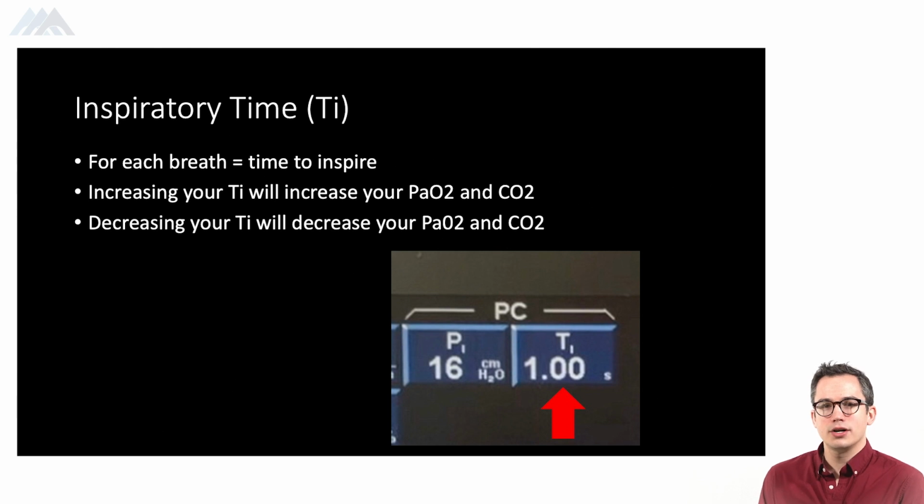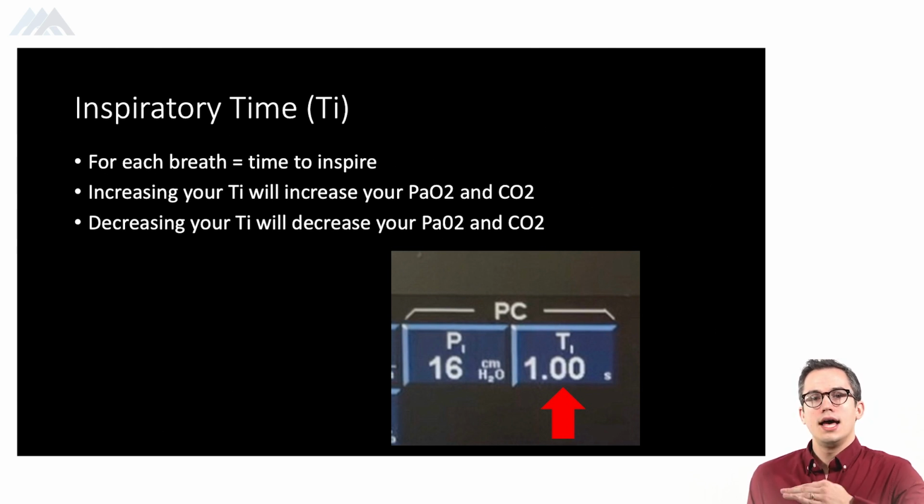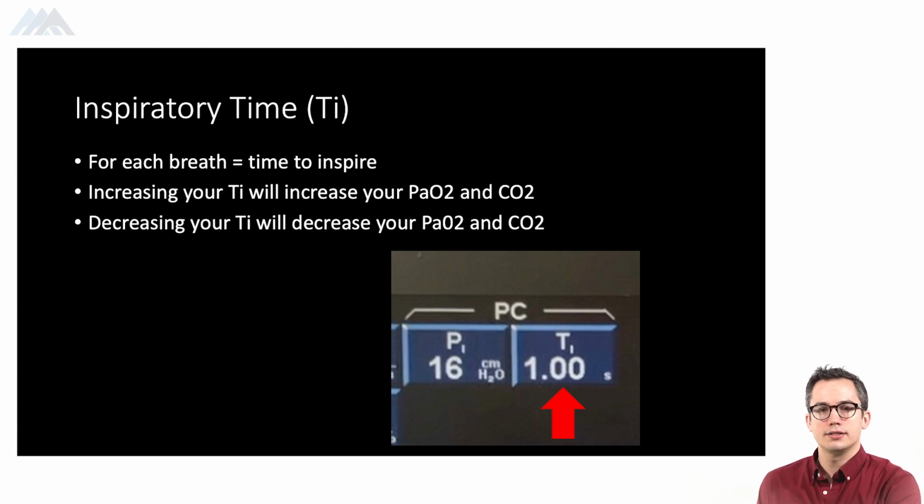The next setting that we're going to talk about is inspiratory time, and that's going to be the time that you set the ventilator to deliver a breath in seconds. If we increase our inspiratory time, we're going to increase our PaO2 and CO2, and if we decrease our inspiratory time, we're going to decrease our PaO2 and CO2.